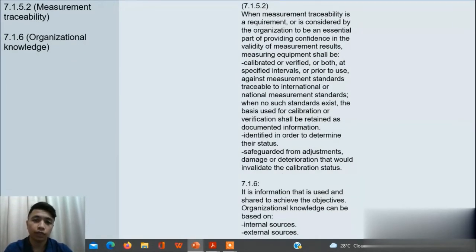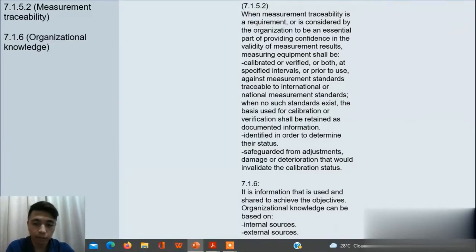When measurement traceability is a requirement or is considered by the organization to be an essential part of providing confidence in the validity of measurement results, measuring equipment shall be calibrated or verified, or both, at specified intervals or prior to use, against measurement standards traceable to international or national measurement standards. When no such standards exist, the basis used for calibration or verification shall be retained as documented information. Next, it shall be identified in order to determine its status. And lastly, safeguarded from adjustments, damage or deterioration that would invalidate the calibration status.